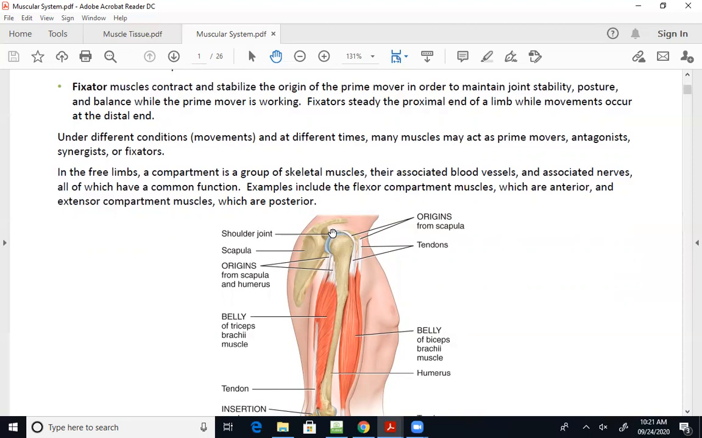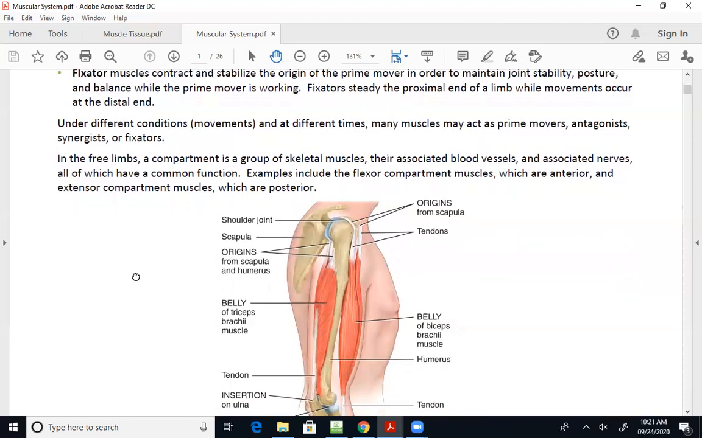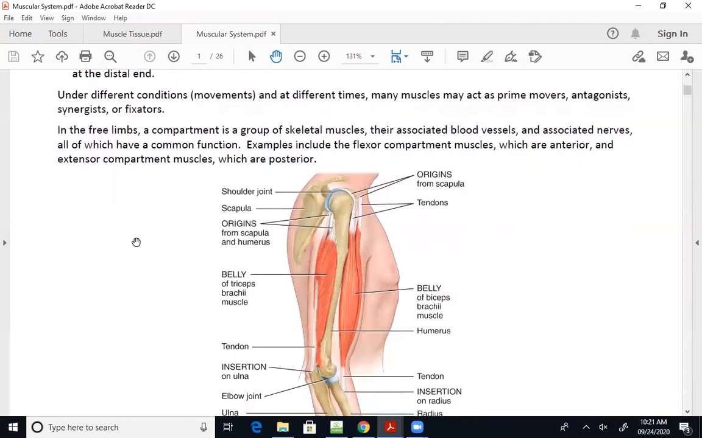So like your trap muscles that attach to your scapula prevent the scapula from, when we're lifting something, the scapula would want to kind of come over the top of our shoulder, which would be very terrible, so they help hold it in place. Now, under different conditions or different movements, and at different times, many muscles may act as prime movers, antagonists, synergists, or fixators. Like when we flex our elbow, the biceps is the prime mover. When we extend the elbow, it becomes the antagonist, as the triceps becomes the prime mover.